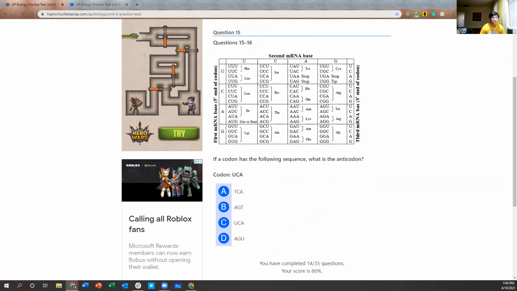Okay, so you want to remember the stop codons from the chart. You just want to memorize these: UAA, UAG, UGA. We've already done this in the last test, but you still remember it.